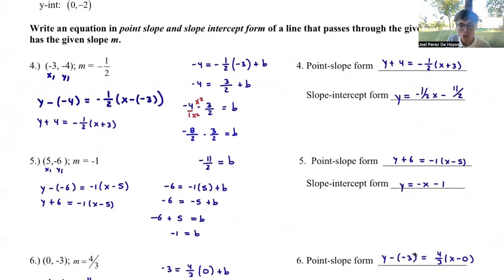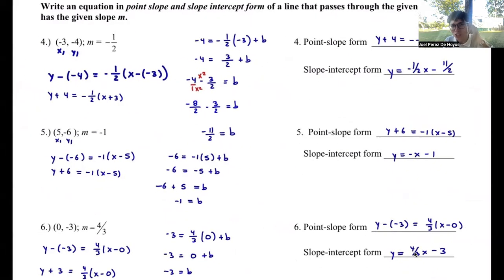In our third part, this one is a little bit more tedious. You have the x and y, and you have the slope. So you first have to put it in point-slope form. This is point-slope form: y minus -4 equals -1/2 times (x minus -3), and this will equal -11/2 equals b. I already discussed this one in class, so I'm sure that you have this one already noted. So point-slope form will be y plus 4 equals -1/2 (x plus 3), and slope-intercept form is y equals -1/2 x minus 11/2.